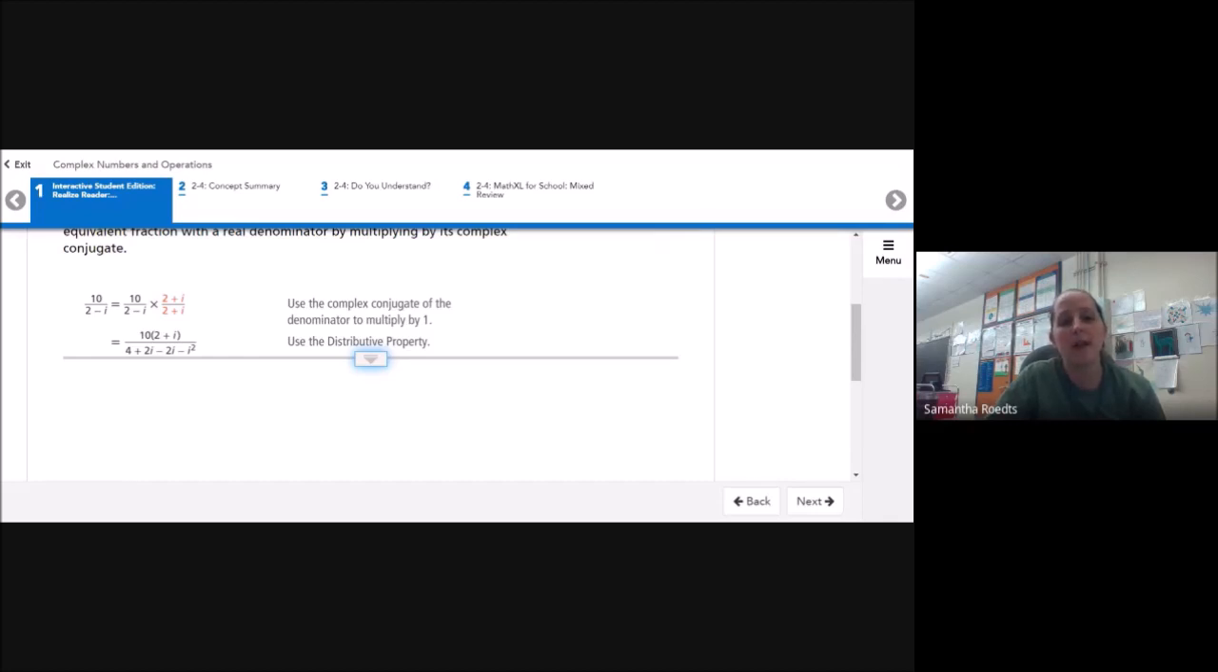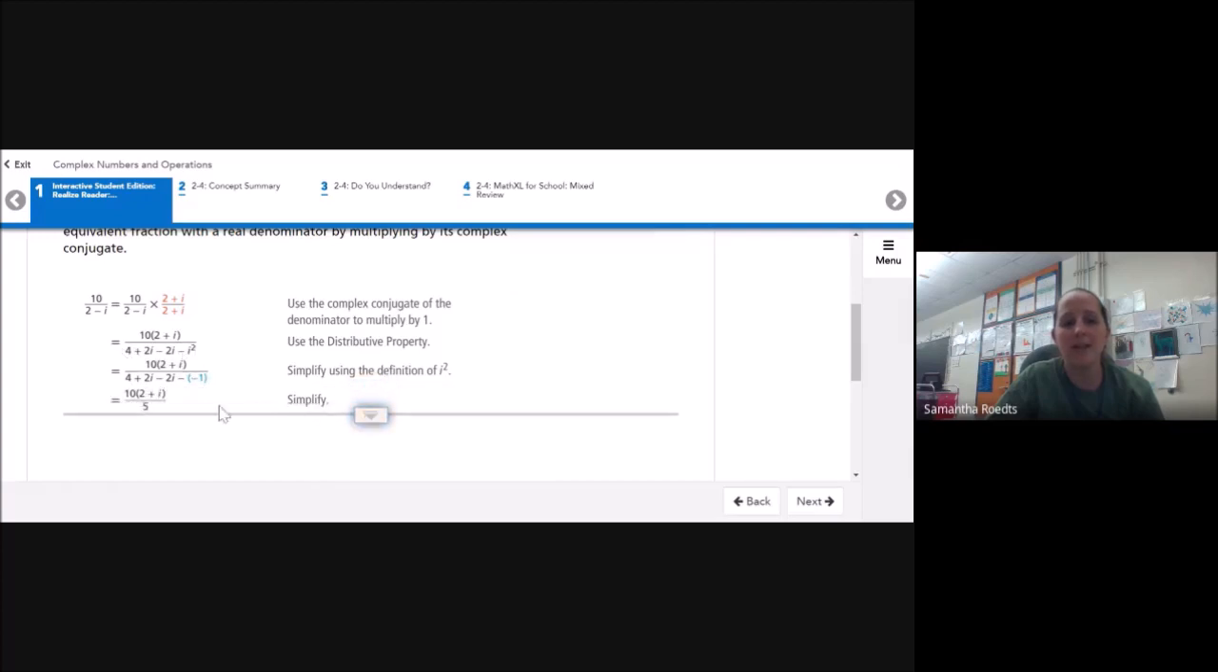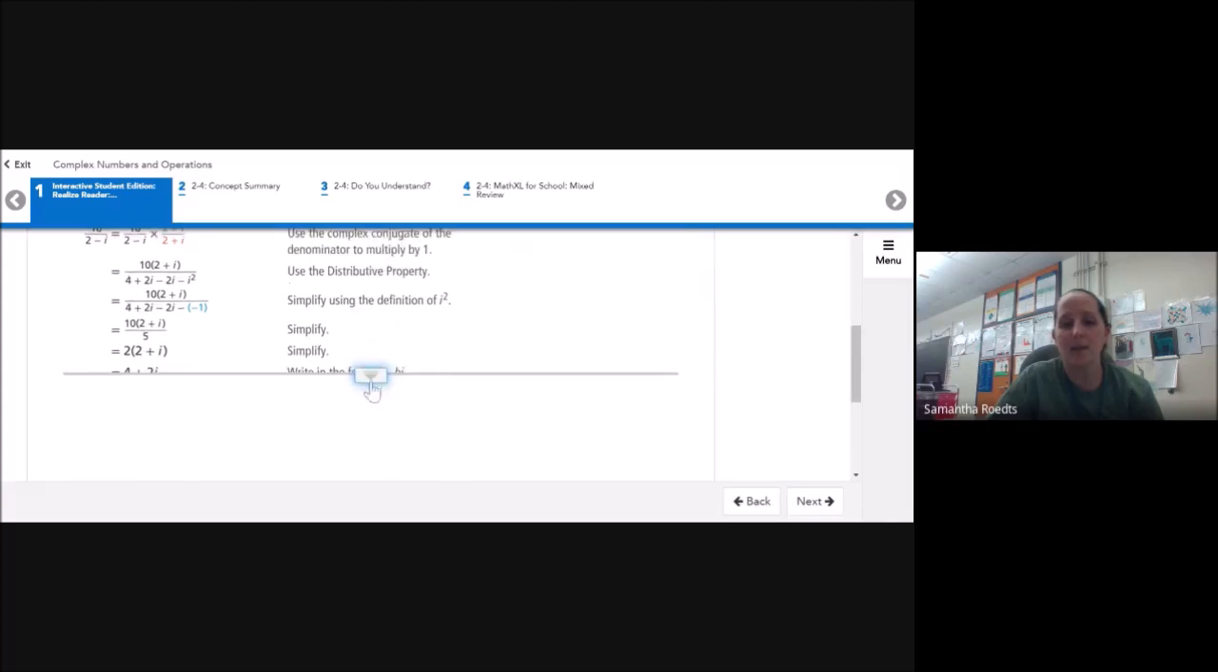So I multiply 10 times 2 plus i, and 2 minus i times 2 plus i. Well, when that simplifies, I get 4 plus 2i minus 2i minus i squared. When I multiply that through, i squared, of course, is negative 1. When I simplify, I get over 5. I can divide 10 and 5, they simplify from each other. 10 divided by 5 is 2. So I get 2 times 2 plus i, which I can then multiply through. 2 times 2 is 4, and then 2 times i is 2i.